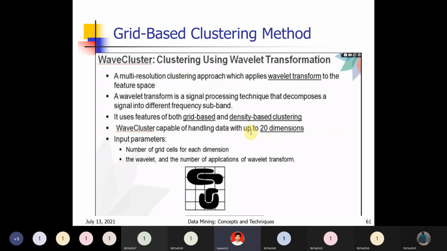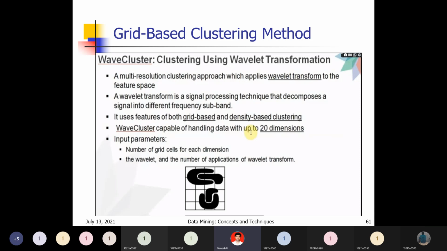The principle can be used here in grid-based clustering. In this wave clustering, you are using the principle of wavelet transform. Just as different frequency subbands came from a single signal, in the same way here the data set can be divided into different clusters. Each and every cluster may contain a different subset of elements.